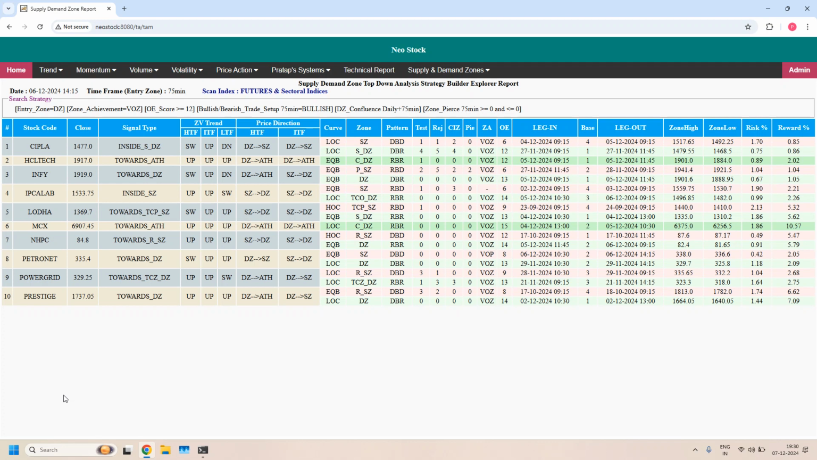In all these 10 stocks, the 75 minute demand zone is part of the daily demand zone. Daily is ITF, and the ITF trend is up in all these stocks. The 75 minute zone is also part of the daily zone. If this daily zone has daily EMA confluence, they are even more high probability trade setup supported demand zones.